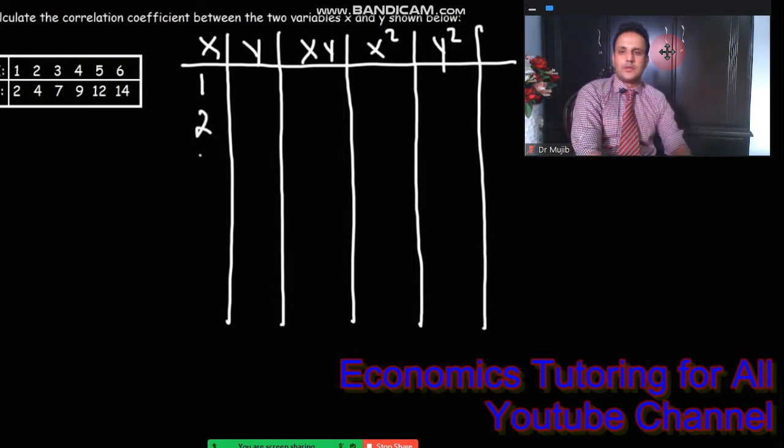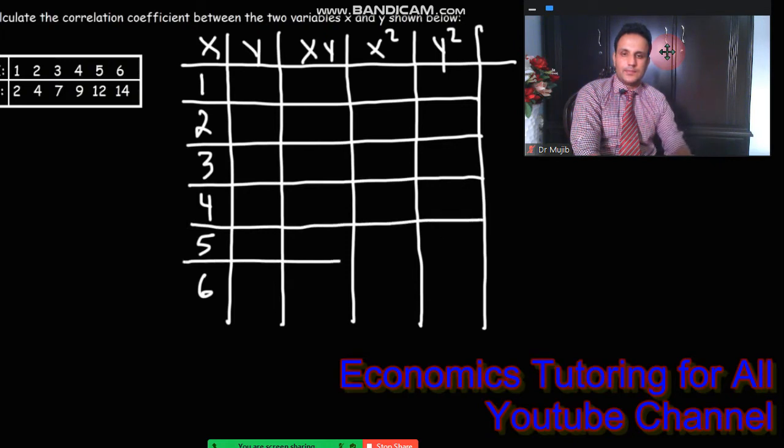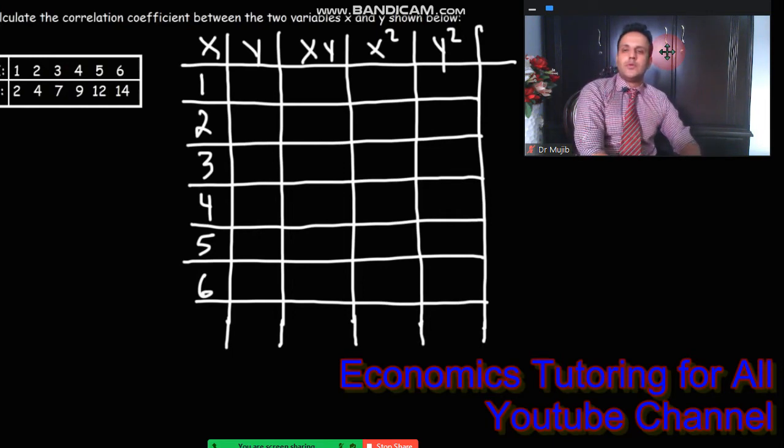Put the values of x which are given: 1, 2, 3, 4, as well as 5, 6. We have to make it more charming, so that it seems easy for the students. The major thing in this finding is to remember the formula, and that is important. Now we have to put the values of y which are given, that is 2, 4, 7, 9, 12 and 14.